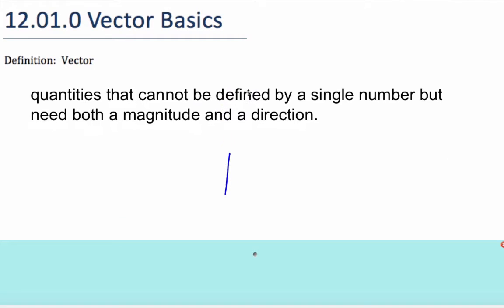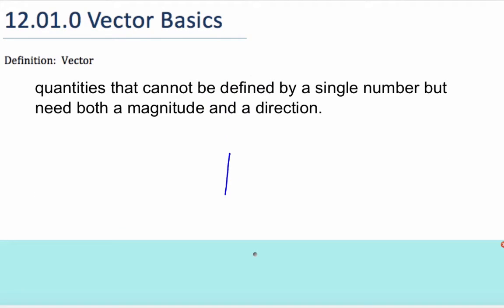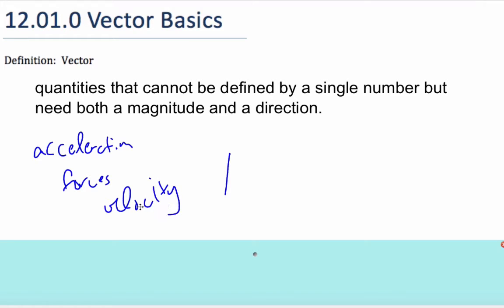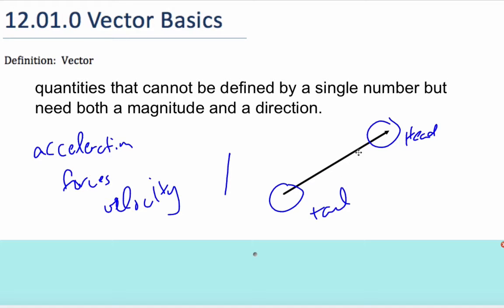And so, things that have a direction and magnitude, some examples are acceleration, forces, velocity, as opposed to speed. Velocity has a direction. And we often represent vectors by arrows. And these arrows have a head and a tail. And so it goes in this direction. And the arrow indicates the direction. The length of the vector indicates the magnitude.